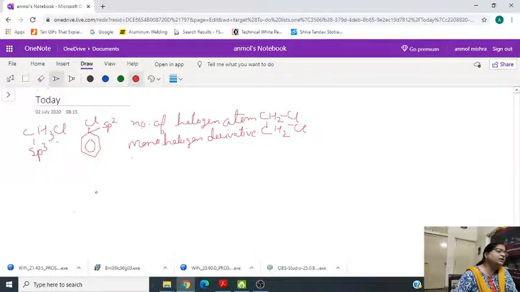Now if we take the case of arenes, if one halogen atom is attached, it is a monohalogen derivative, that is monohalobenzene. Second is dihalobenzene. If 3, it is a trihalogen derivative of benzene.